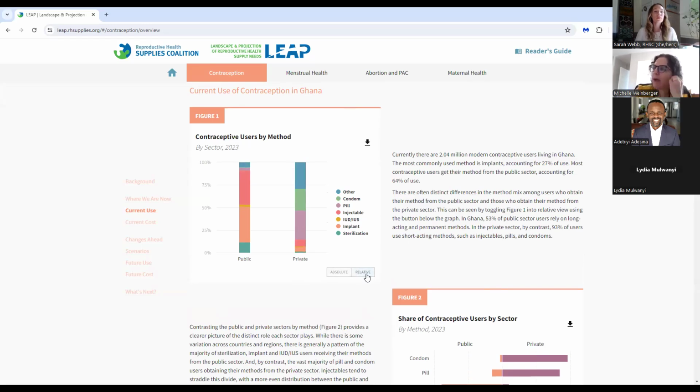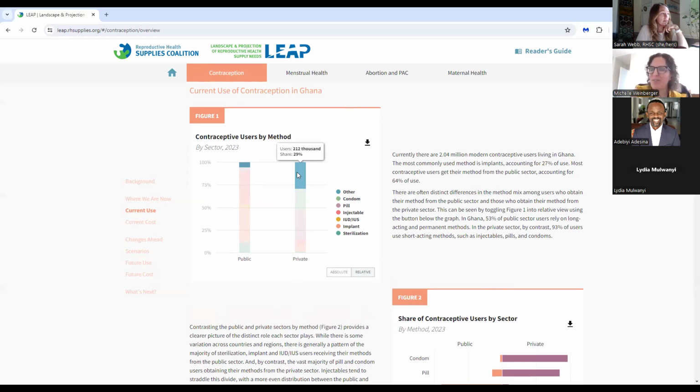If we turn this graph into relative terms, and these become full bars, we can see, as in many countries, these very distinct patterns. Within the public sector, you have a large share of women using implants and injectables. And within the private sector, you have a lot of use of pills, condoms, and other modern methods, which in the context of Ghana, a lot of that is emergency contraception.